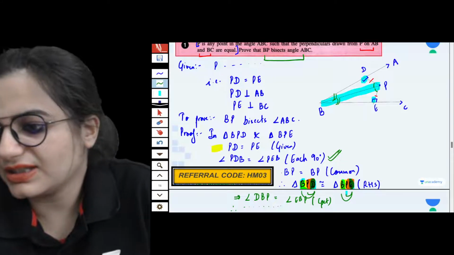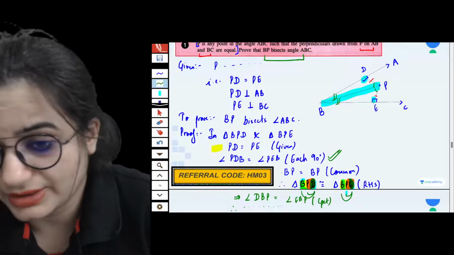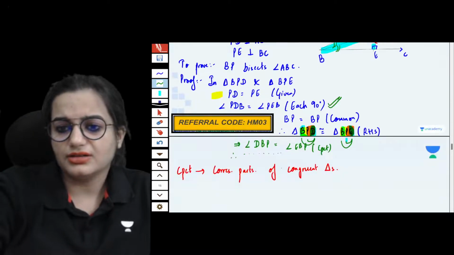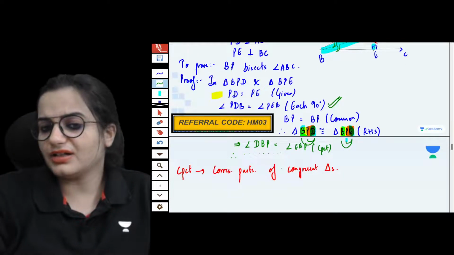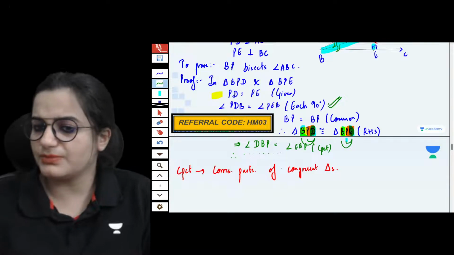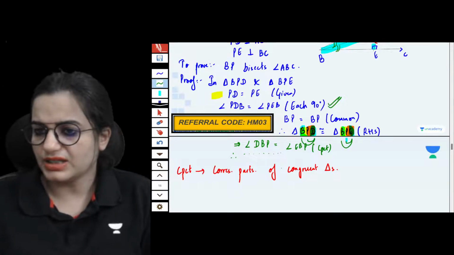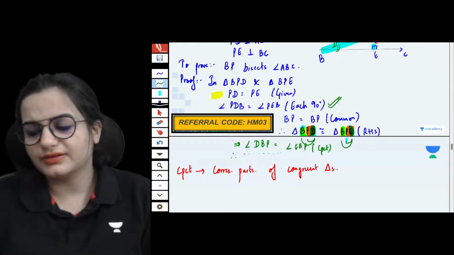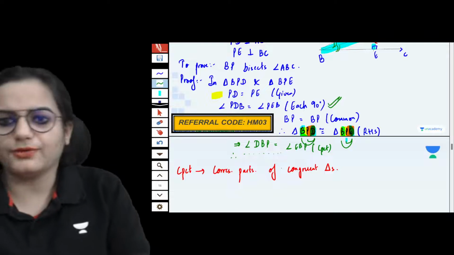Clear. What did I write to the left of CPCT? I have written that DBP is equal to EBP and the reason is CPCT. What is the full form of CPCT? Corresponding parts of congruent triangles. Okay. I hope this is clear.